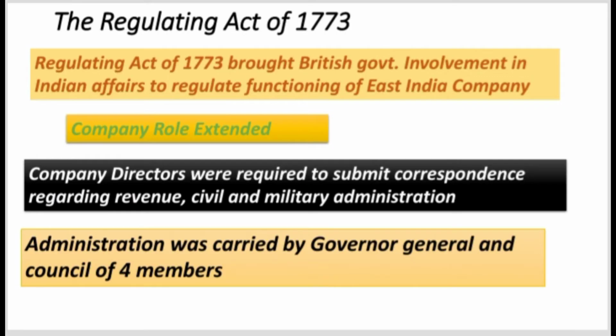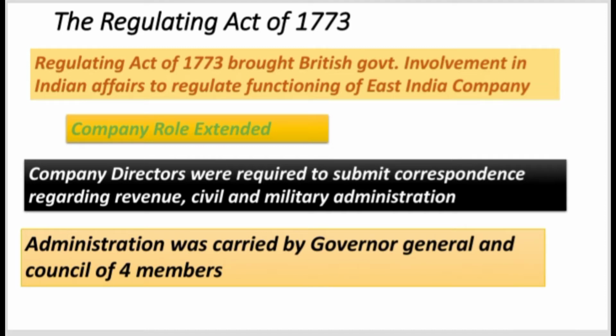The Regulating Act of 1773. The 1773 Regulating Act brought the British government's involvement in Indian affairs, in an effort to control and regulate the functioning of East India Company. It recognized that the company rule in India extended beyond mere trade to administrative and political fields, and introduced the element of centralized administration. The directors of the company were required to submit all correspondence regarding the revenue affairs and civil and military administration to the government. Thus, for the first time, the British cabinet was given the right to exercise control over Indian affairs.